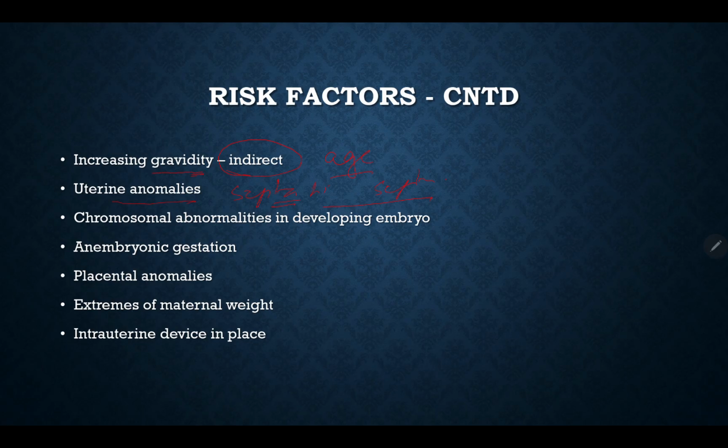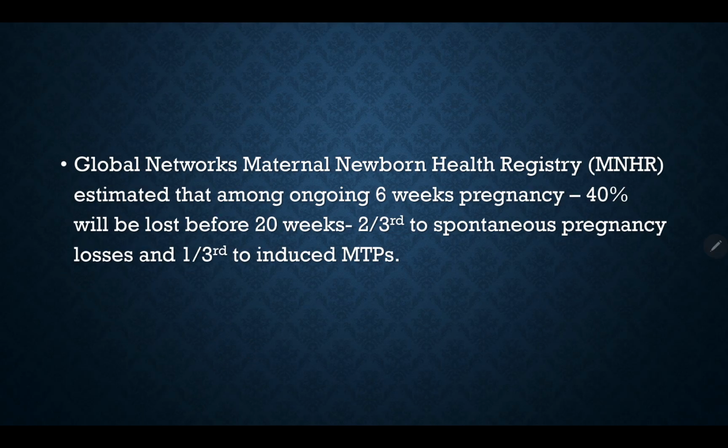Chromosomal abnormalities in the developing embryo, this is very much important because it is a sort of natural check that conceptus with abnormal chromosomes are not allowed to take birth in this world. And embryonic gestation we will see in coming videos, coming slides. Then placental anomalies, extremes of maternal weight, and intrauterine device, if it is in place along with the pregnancy, then it has increased risk of causing spontaneous pregnancy loss.